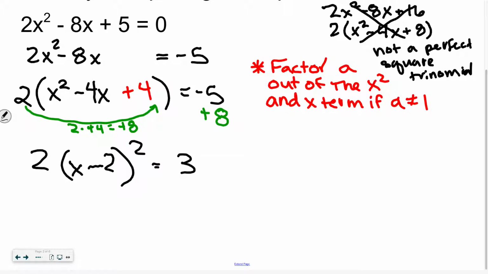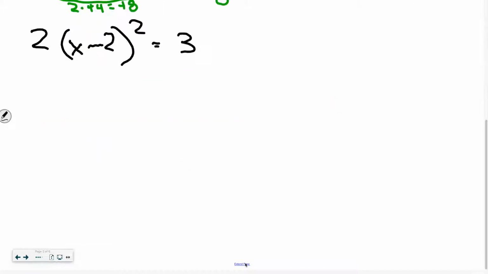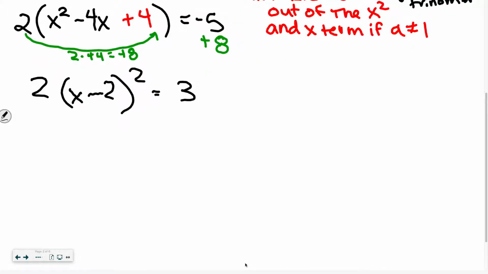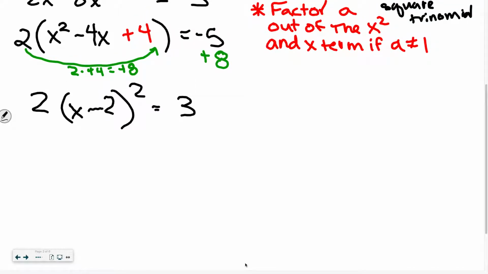Everybody okay so far? Anybody got any questions about where my numbers came from? Okay, how would you solve for x now? Divide by that 2. Don't try to distribute the 2 because you can't distribute into something that has an exponent. So we're going to divide by 2. That's x minus 2 quantity squared equals, and remember, I'm not scared of a fraction. I'll just leave it as 3/2.